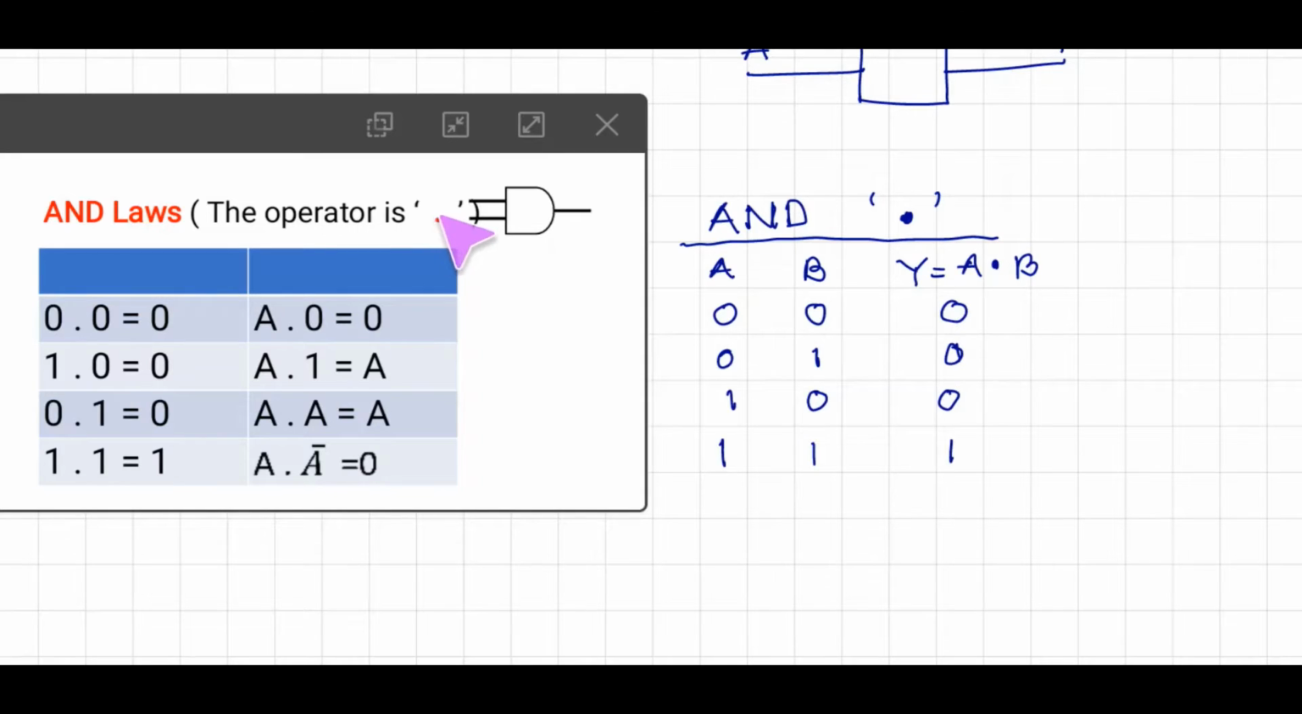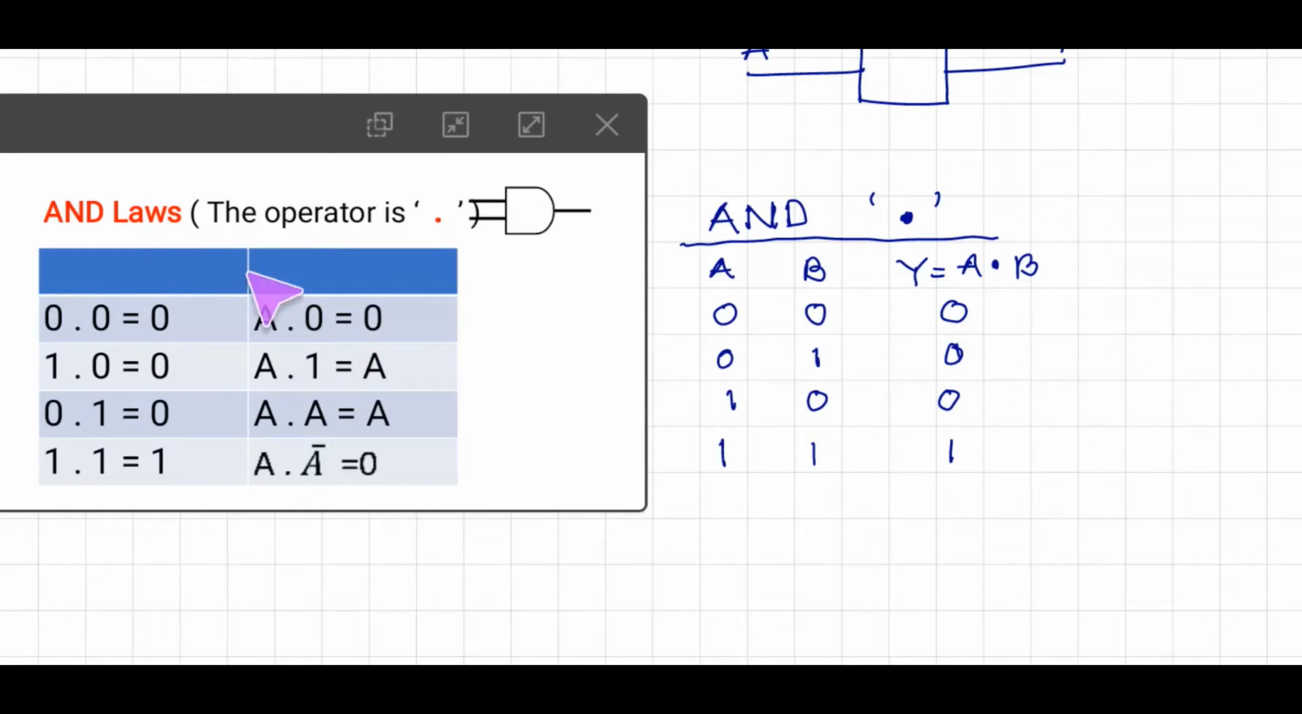Now how this operator operates, here we saw, but suppose there is an unknown entity A. So when A and 0, that means this is an AND operator, so always the result is 0 because one of the inputs is 0.